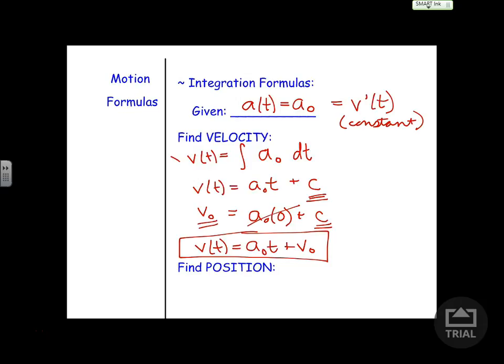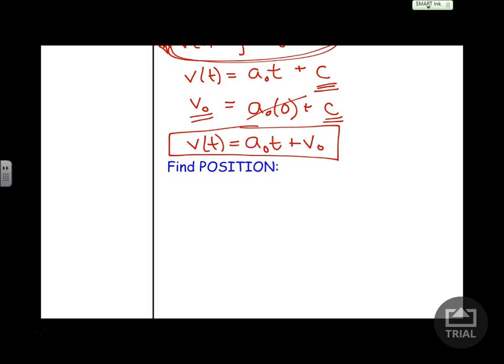Whoever acceleration is, whether it's constant or varying, whether it's just a number or whether it has a t in there, in order to find velocity, we integrate. And if they give us a clue, we plug it in to find C, right? Now, if we have this for velocity, what do we do to find position? Derive again. Because if velocity is position prime, and if I want to get back to position, I need to anti-derive.